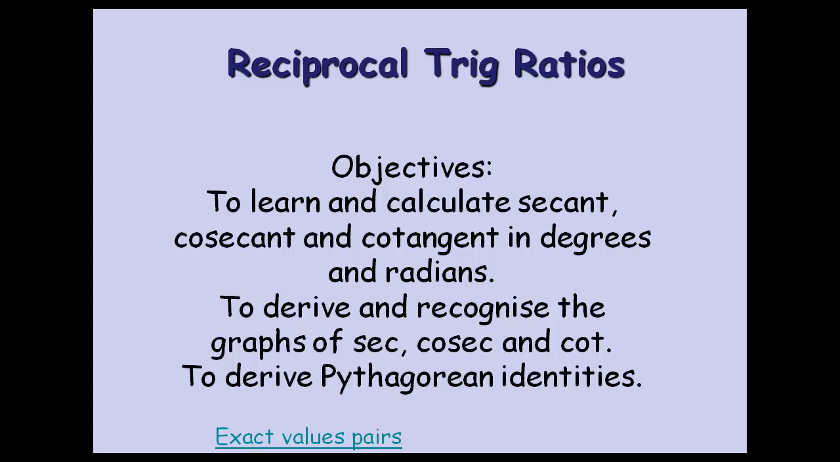Okay, some more Core 3 trig. We're now going to look at reciprocal trig ratios. We're going to learn what secant, cosecant and cotangent are and how to calculate them in both degrees and radians. We're also going to look at the graphs of these three reciprocal trig ratios.